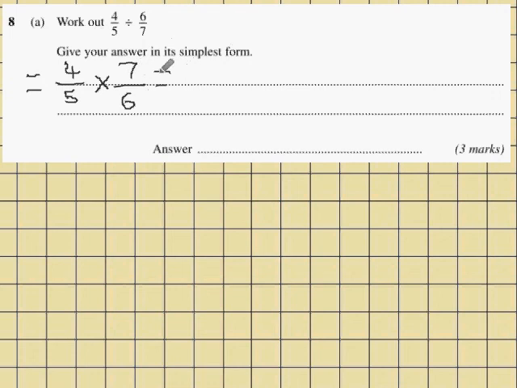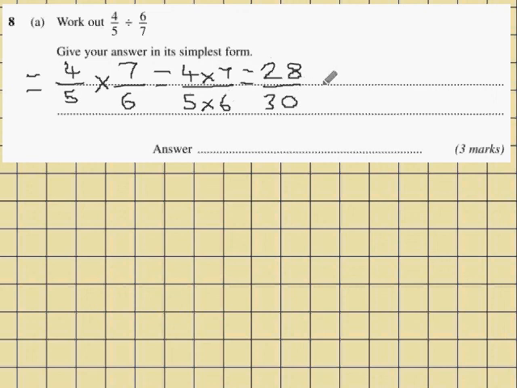So that's equal to, to multiply two fractions, you just multiply the two top parts and the two bottom parts. And we can see what we get. Well, 4 times 7 is equal to 28. 5 times 6 is equal to 30.